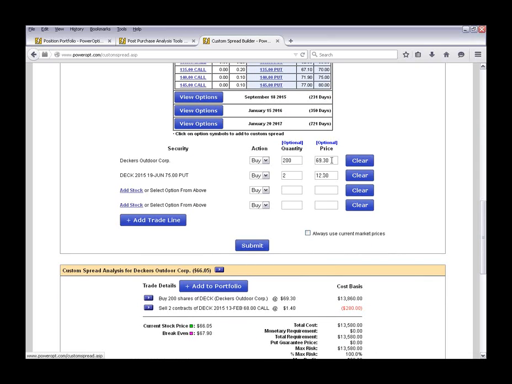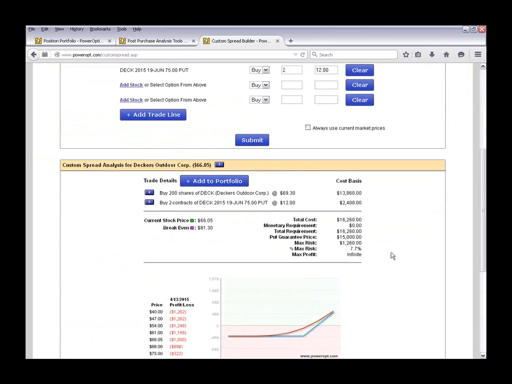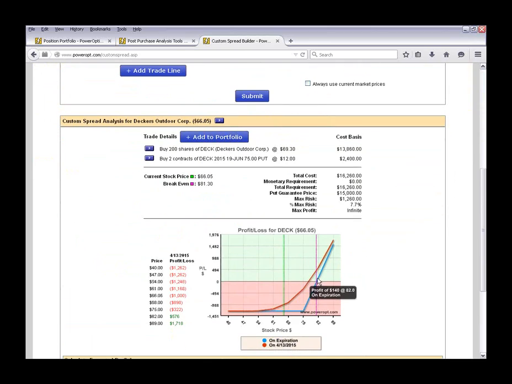All right, so what do we have? I have stock at $69.30. I'm buying a 75 put for $12. So my total cost base is roughly going to be $81.30. So the most I'm going to be able to lose on the position is going to be $6.30. Should come out to about 7.7%. So now we've got a married put position.